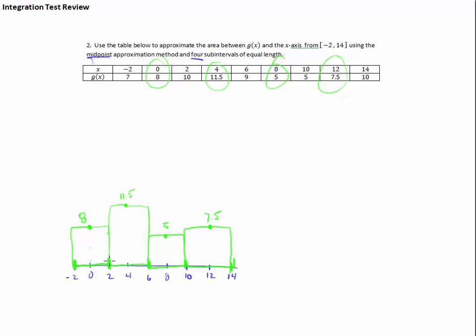Let's see, we're going from -2 to 2. That is a span of 4 units. So this is 4 times 8, which is 32. 4 times 11.5 is 46. 4 times 5 is 20. And 4 times 7.5 is 30. And add those all up, we get 30 plus 20 is 50. Plus 46 is 96. Plus 32 is 128. There is our approximation for the area between our function g and the x-axis from -2 to 14.